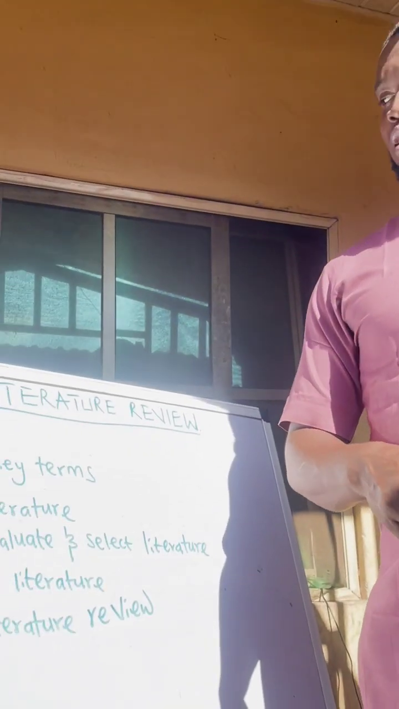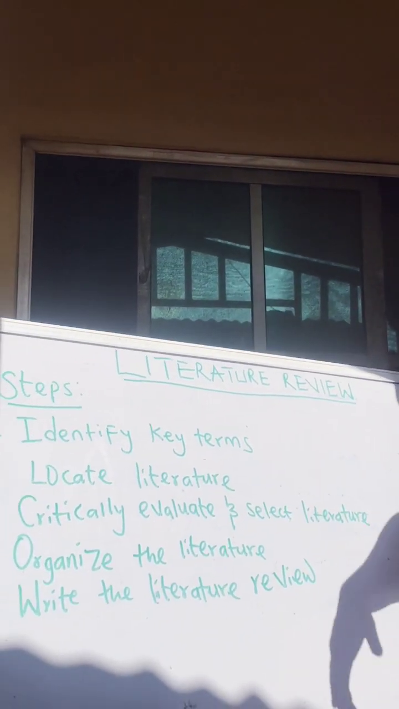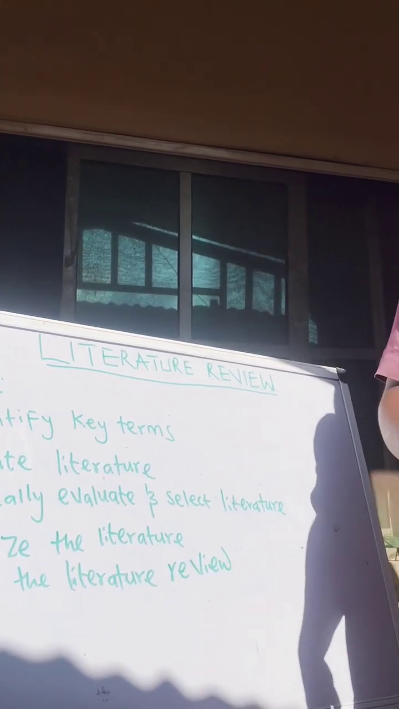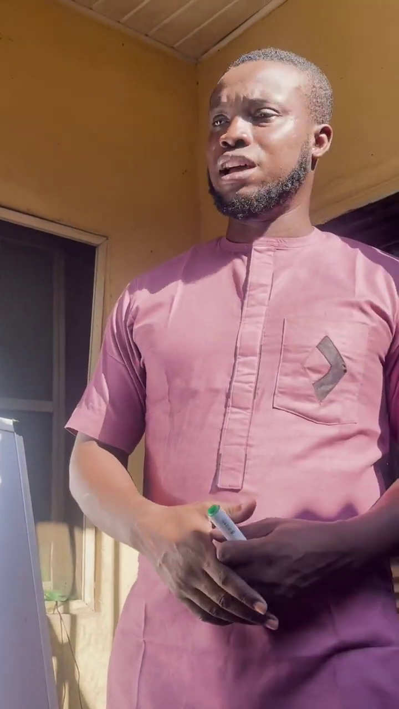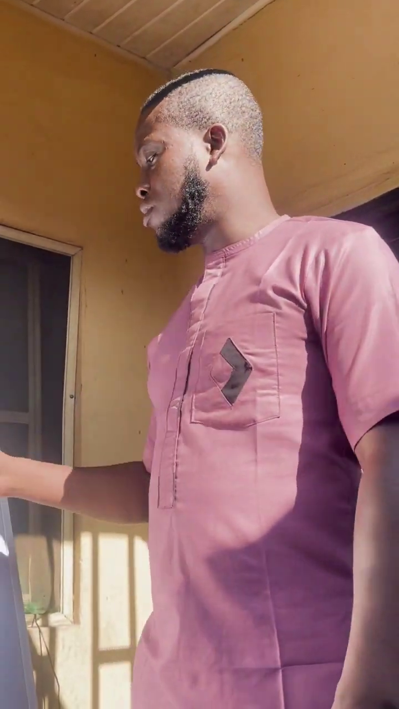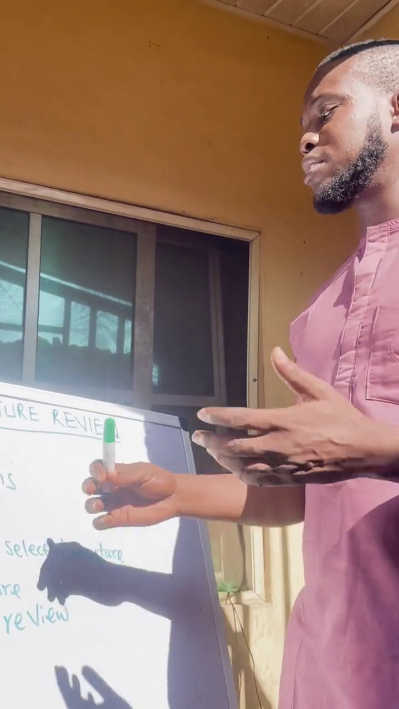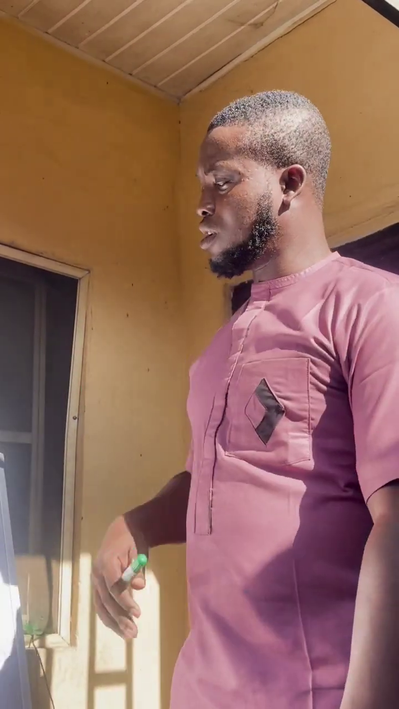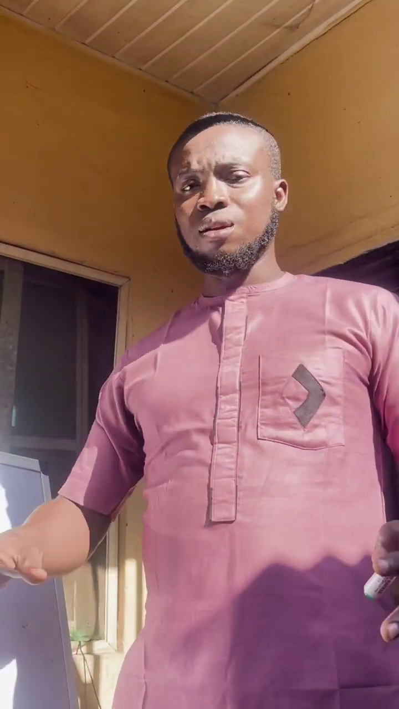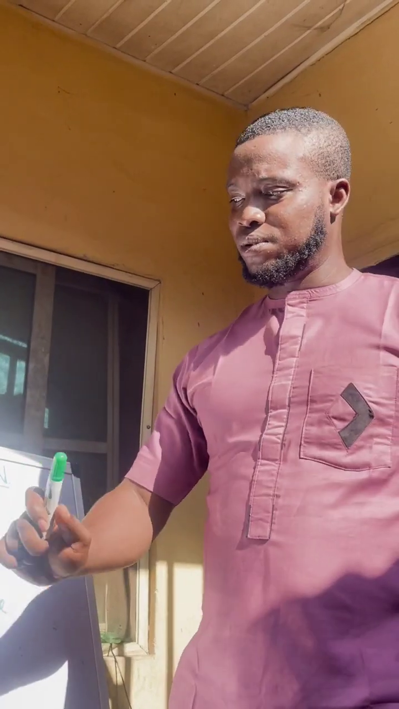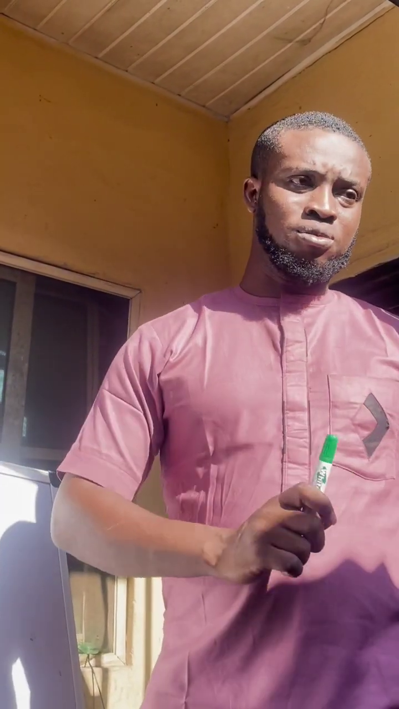So for today's class, we're looking at literature review. Previously, we looked at the whole research process. We've looked at the background of the study, some of the problems, and research questions. So today, we're looking at literature review. In the first class, we talked briefly about how important it is, but today, let's look at it critically. This is just an overview of literature review. We'll break it down in subsequent classes.